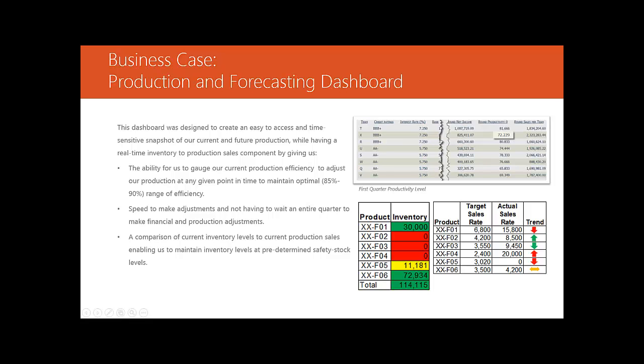As a comparison, this would allow us to compare our inventory levels to current production sales, meaning if we're making more than we're actually selling, we'll know not to produce so much of a product. And it also will allow us to make sure that our safety stock levels are at the correct levels that they needed to be in order to have reserve stock in case people need to buy products that we currently aren't making.